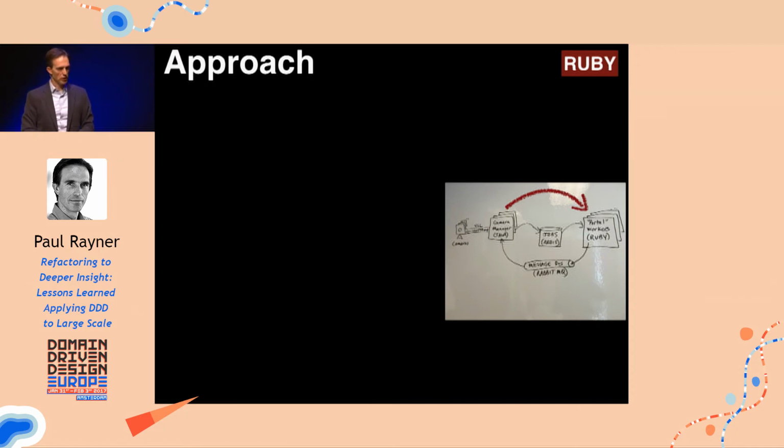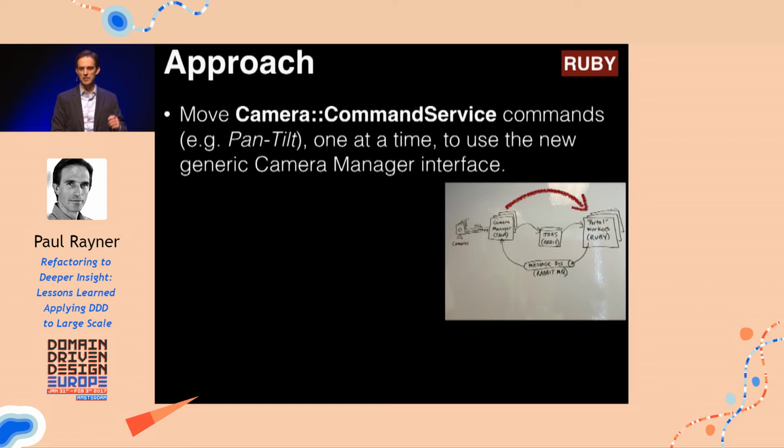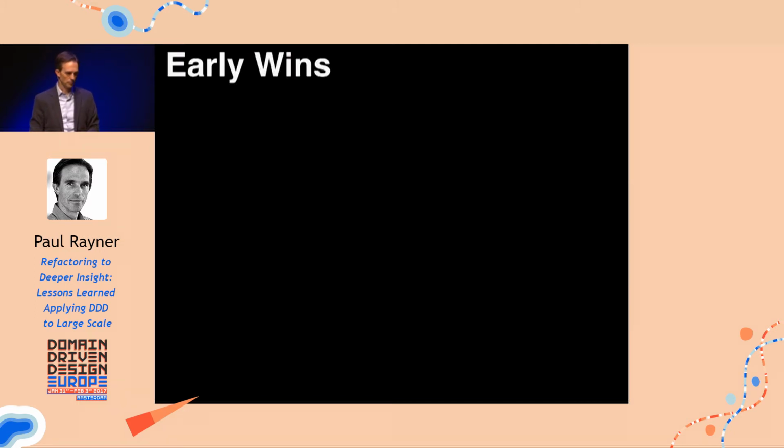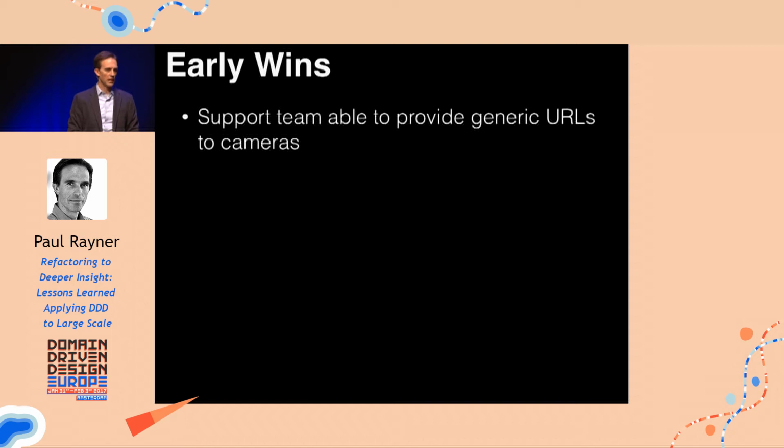So the approach is that we want to move those things across from one to the other. What we did is, one at a time, TDD'd, moving commands like pan tilt over to this generic camera manager interface. This was an internal refactor. The key thing here is that the calling code did not change. So we weren't breaking anything, we weren't changing the existing code. This was purely additive.